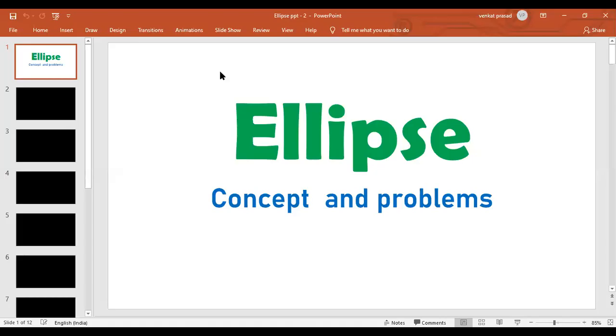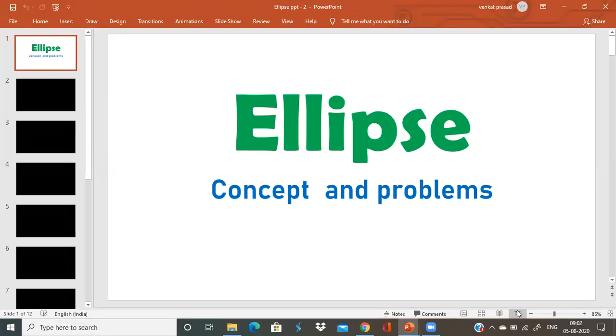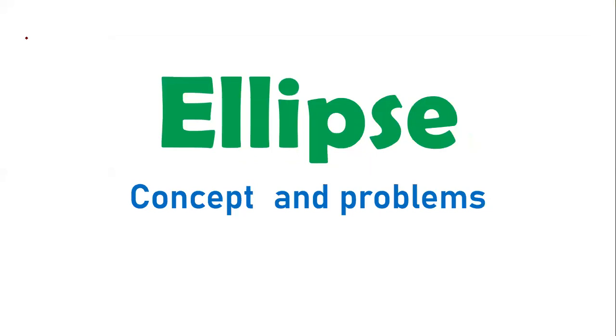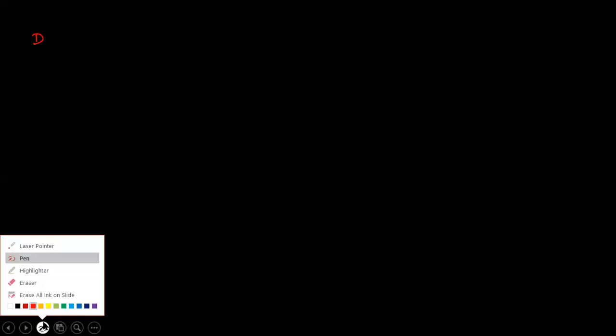Okay, dear students, today we are going to be discussing the ellipse concept and problems. Once again, I'm revising the definition of the ellipse. So what is the definition of the ellipse here? Anyone?